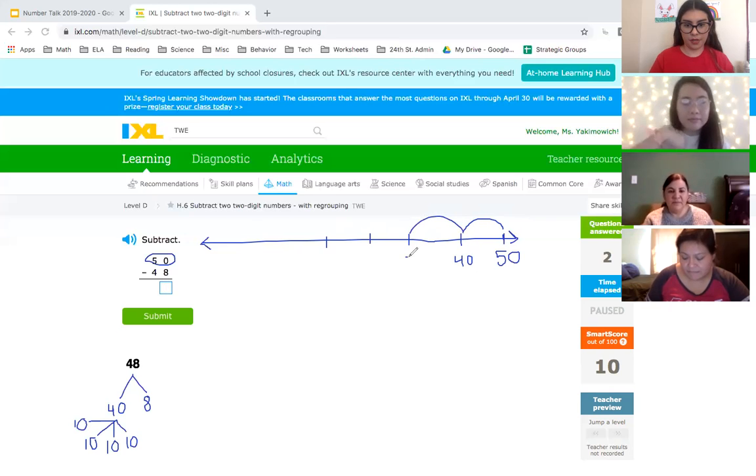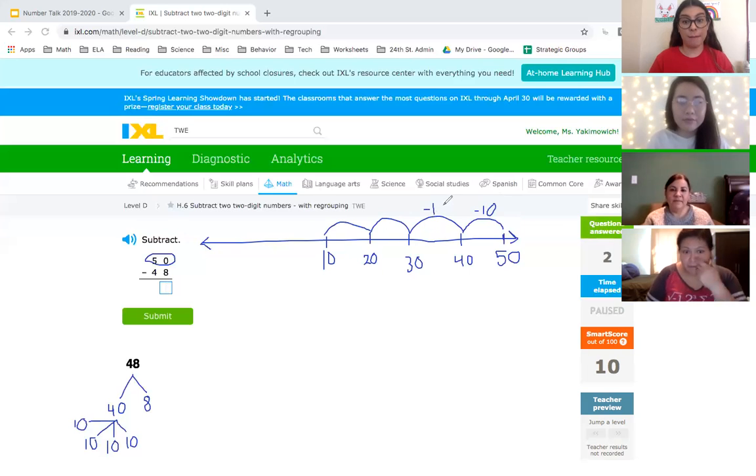So 30, 20, and 10. At home, we need to remember that these jumps are not one jumps, they're 10. We're jumping back by 10. So it's important to put that minus 10 on top of those hops to show exactly how many we're jumping back by. So back by 10, and those are our 4 tens, okay?